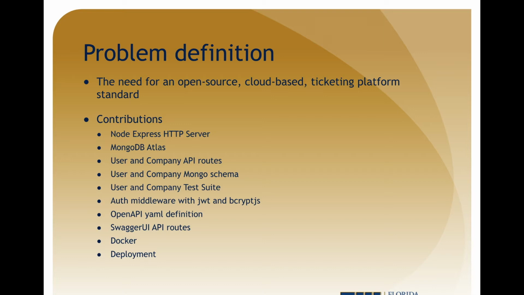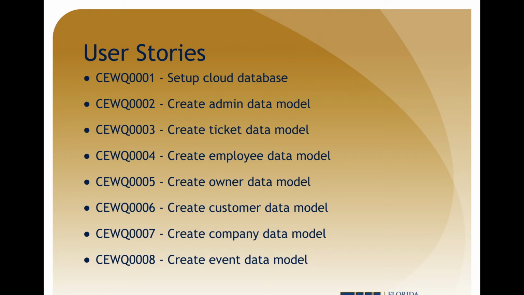This semester's contributions were the Node Express HTTP server, MongoDB Atlas, user and company API routes, user and company Mongo schema, user and company test suite, auth middleware with JSON Web Token and bcrypt.js, Open API YAML definition, Swagger UI API routes, Docker, and deployment. The following slides are all the user stories that have been completed this semester.